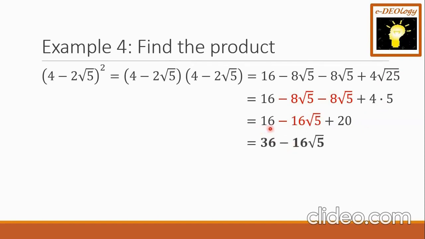So we can now add the 16 and the 20, it becomes 36. Then we simply copy this negative 16 square root of 5. So this is our final answer.